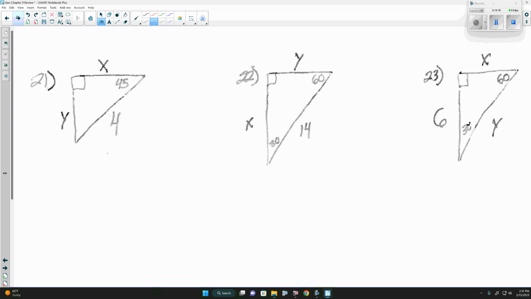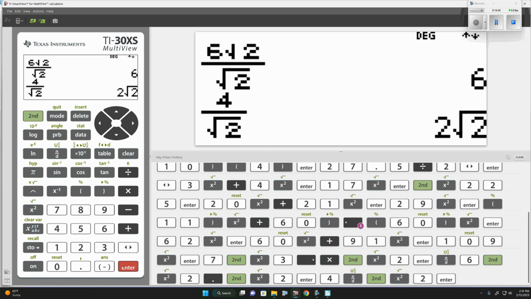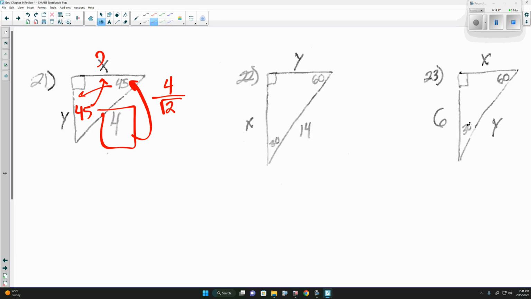Now 21 is the same thing. x and y are going to be the same. Now they gave us the hypotenuse, which is 4. And to get back to the legs, we take the hypotenuse's length and divide it by square root of 2. So this time in the calculator, we can do 4 over the square root of 2, which is 2 square root of 2. So the value of x is 2 square root of 2. The value of y is 2 square root of 2. And that is it. Any questions on these here with 45, 45, 90?